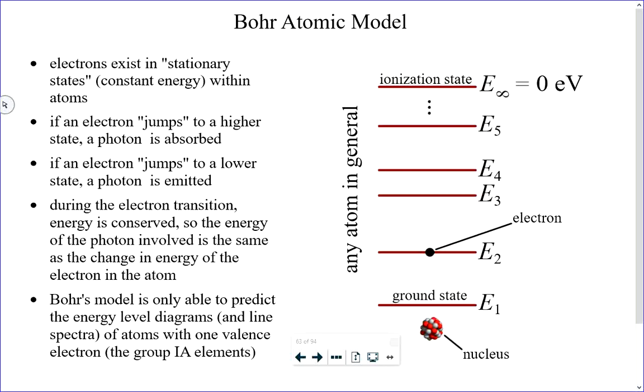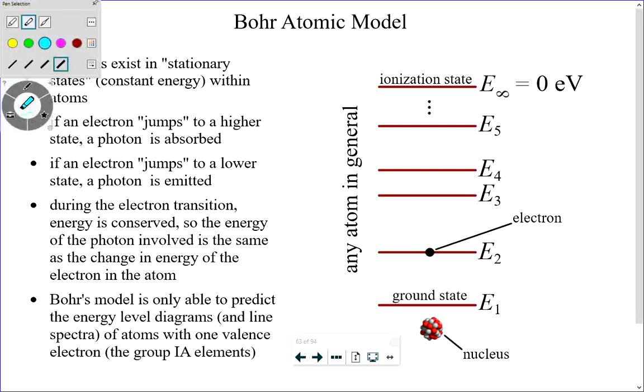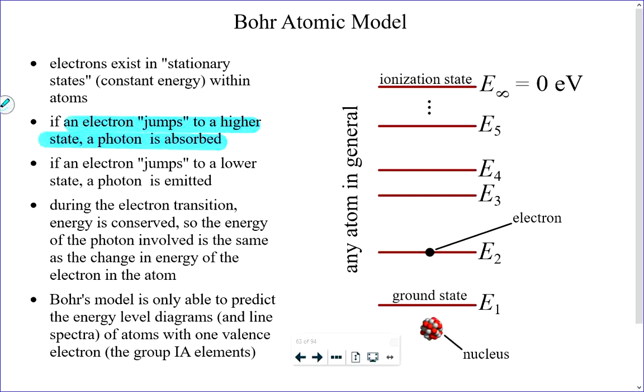If the electron jumps to a higher level, it will absorb a photon. If an electron jumps to a lower level, it will emit a photon. This statement here is not always true. There are other ways to get an electron to move up. The statement below it is always true. If an electron falls to a lower level, it will emit a photon. And the most important thing is this fourth statement. The energy is conserved.